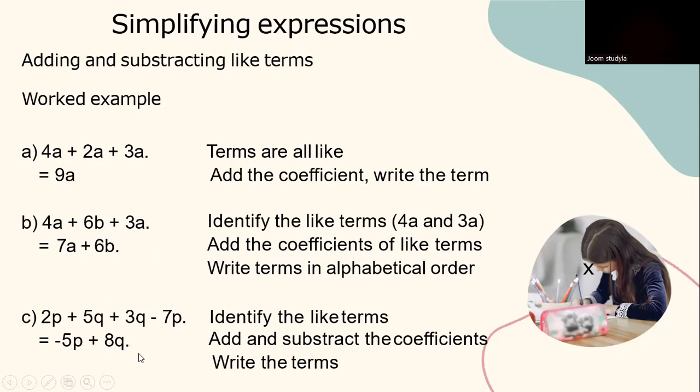And in number C, you have 2p plus 5q plus 3q minus 7p. So as usual, you have to identify the like terms. What are the like terms for this? You have 2p minus 7p, which is minus 5p, and 5q plus 3q is equivalent to 8q.